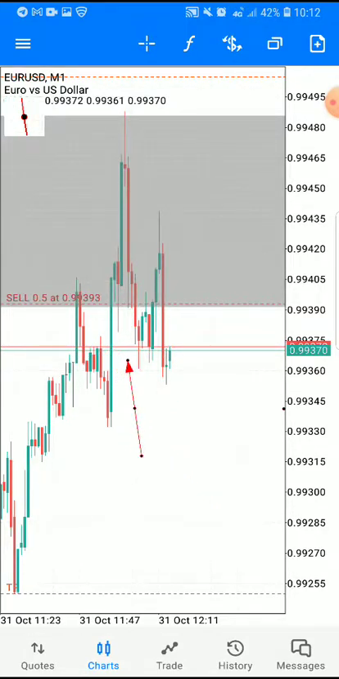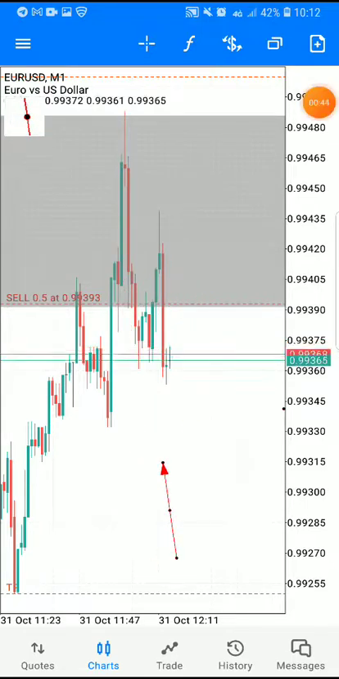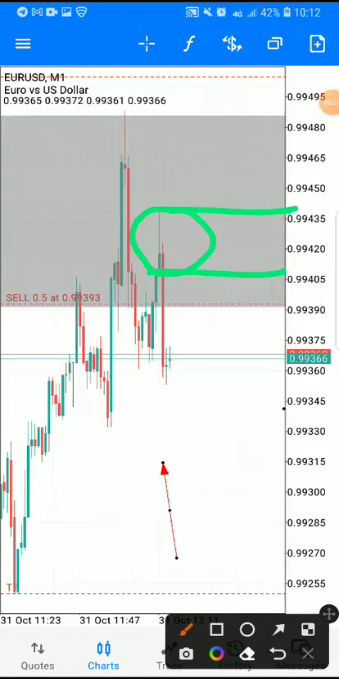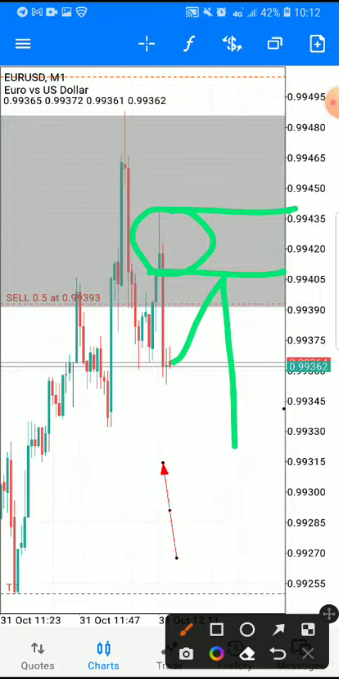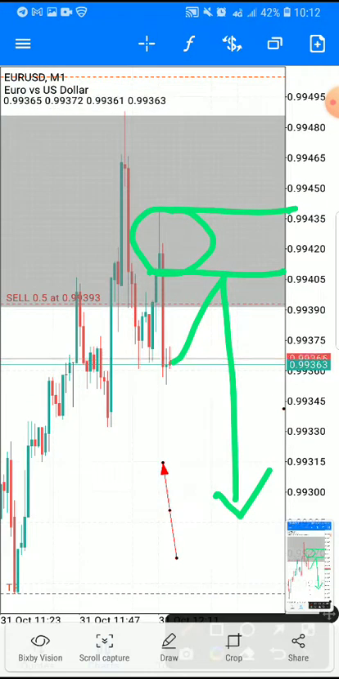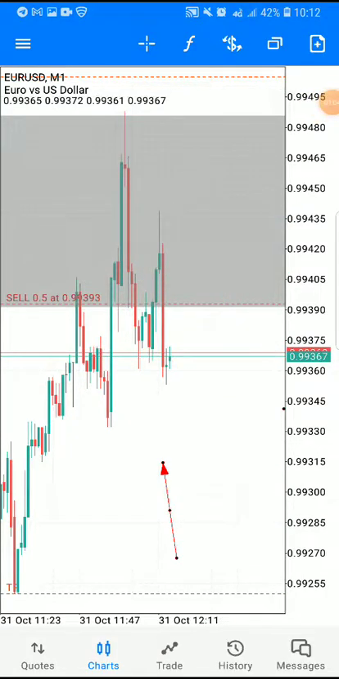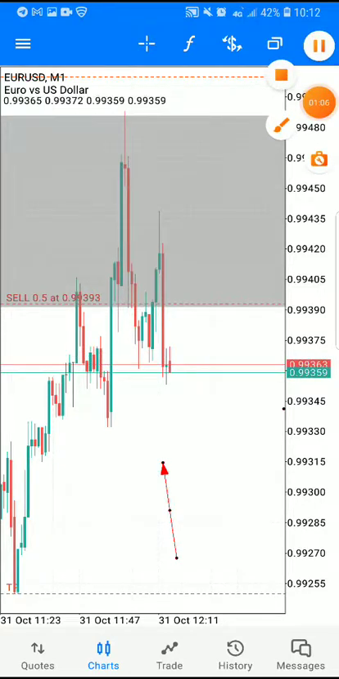But if the market should pull back into this zone, let me show you what I'm talking about. If the market should push into this zone, I have my order block resting right here. I'm going to sell again. It's as simple as that, guys. Very simple. So I'm just going to pause the video for now, and we'll see how it goes. All right, thank you guys.